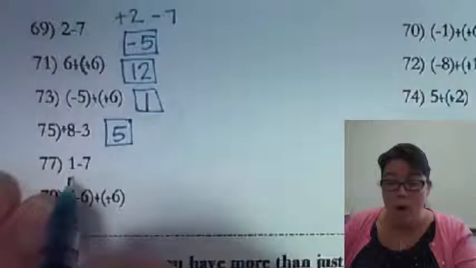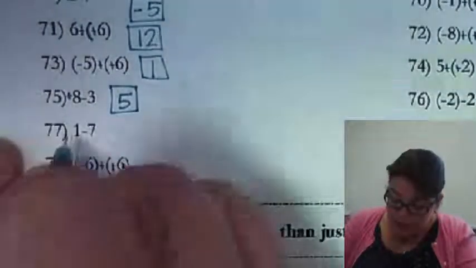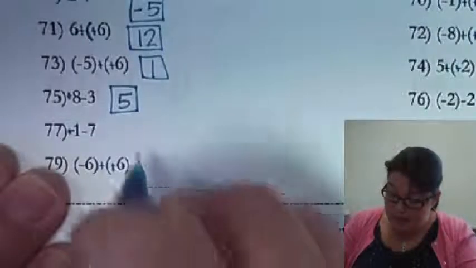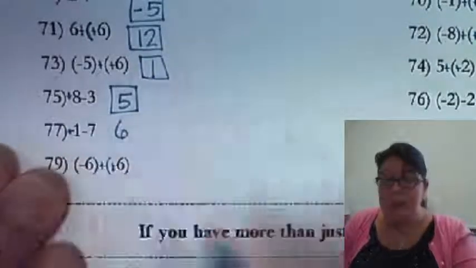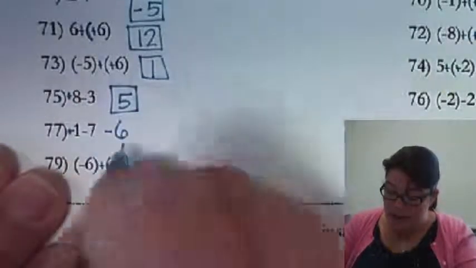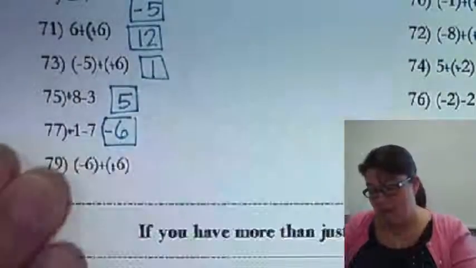Here I have 1 minus 7. So a positive 1 and a minus 7. Different signs, subtract. So 7 minus 1 is 6. Keep the sign of the bigger one. 7 is bigger, so I'm going to keep its sign, and then you'll be exact.